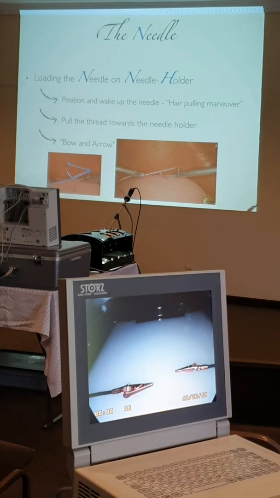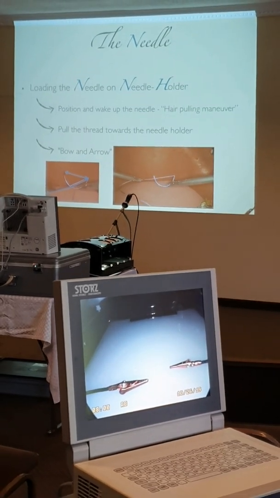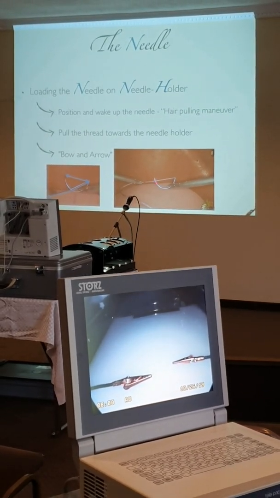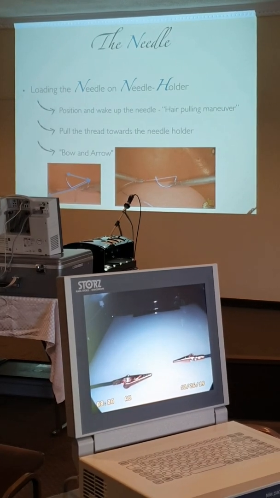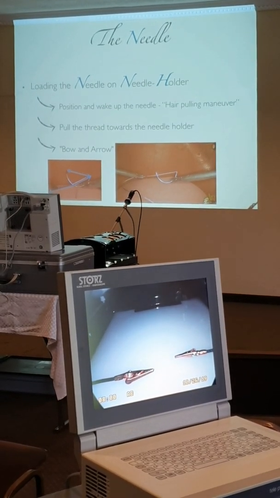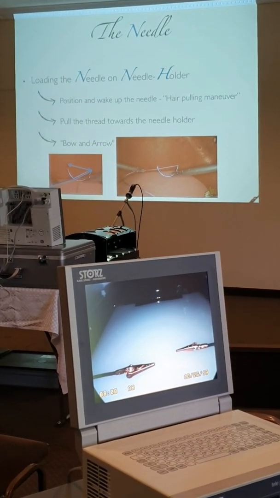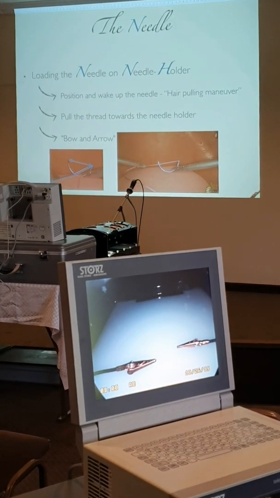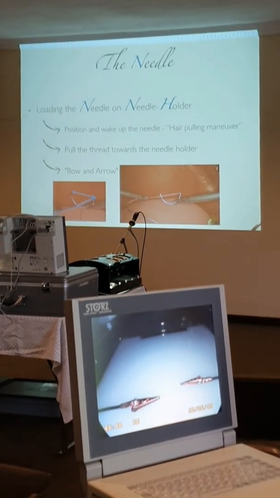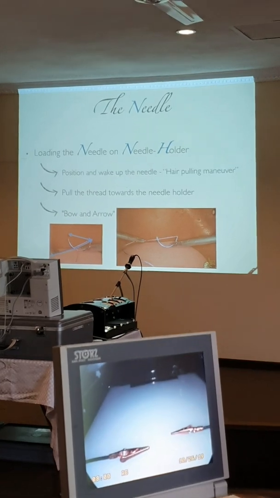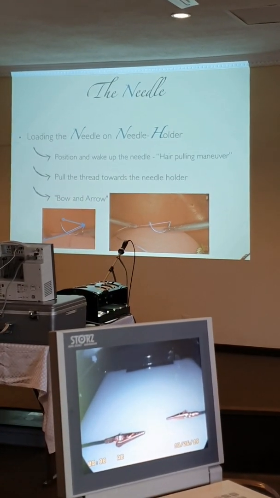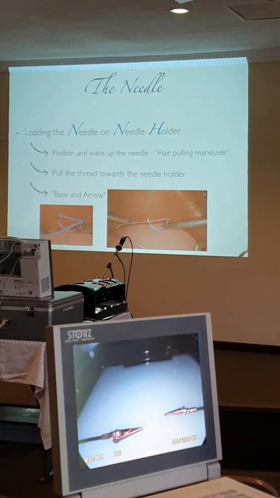Look for the right angle here. You have a right angle. This right angle is the perfect situation of the needle in the needle roller. When you see this right angle, you stop the maneuver and go to the suture.